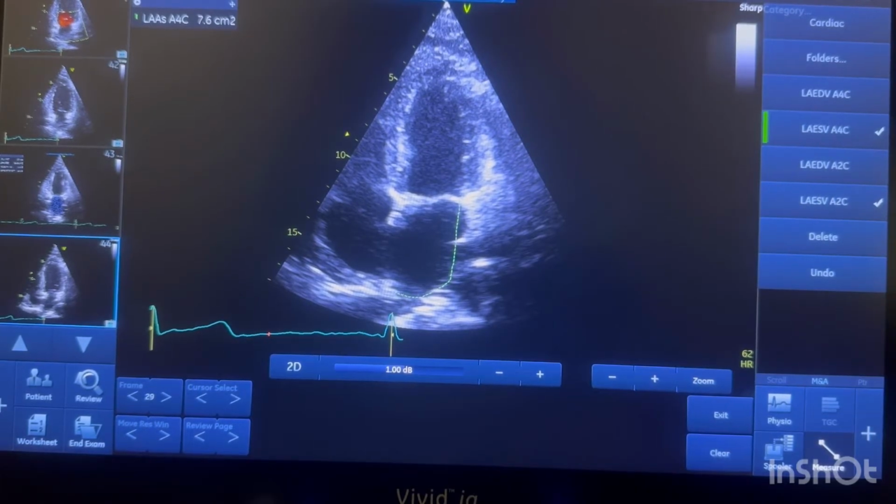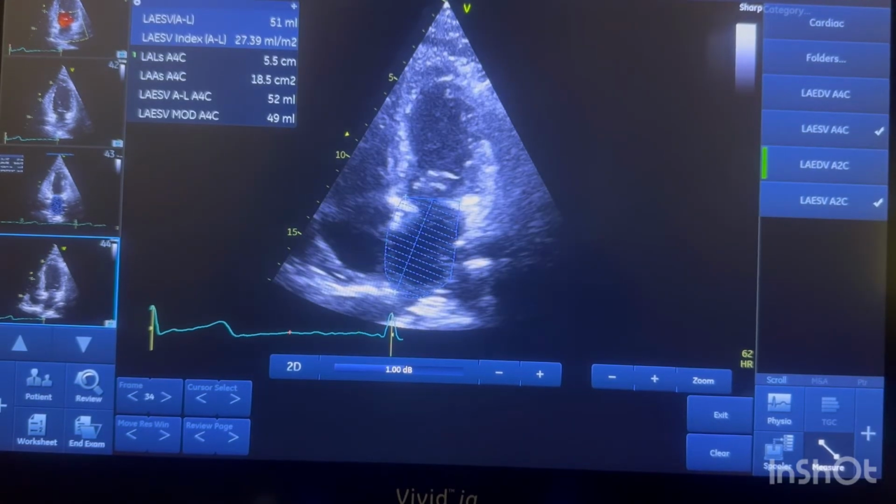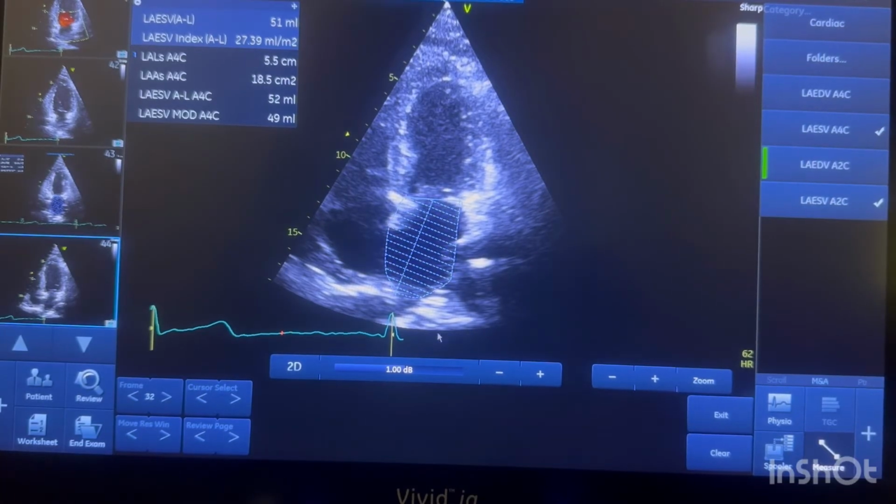So this is also pulmonary vein. I'll show you in a while. So this one, let me just freeze it. This is also pulmonary vein. I'm not including it. This is also a part of the pulmonary veins. We are not including it. This is a part of the appendage. We are not including it.